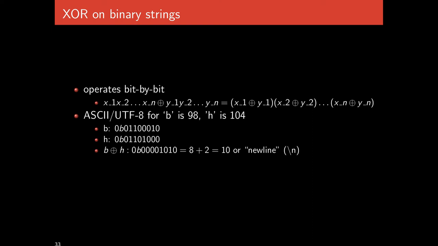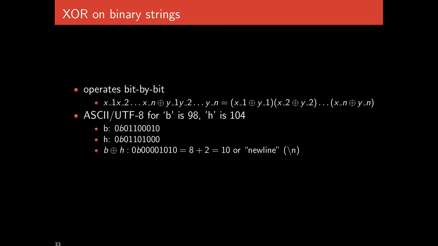So, for instance, in ASCII encoding or UTF-8, the number, the position, for the letter B, lowercase b, is 98. And for the letter H it is 104. So you can actually XOR B and H together. This would be, in a sense, how you might actually encrypt something. Right? You have two characters and you're doing a bitwise XOR of them. So B, the letter B in binary, we just convert 98 to binary, and we get this string. For H, we convert 104 to binary, and we get that string. And now we can actually see what the bitwise XOR result is.